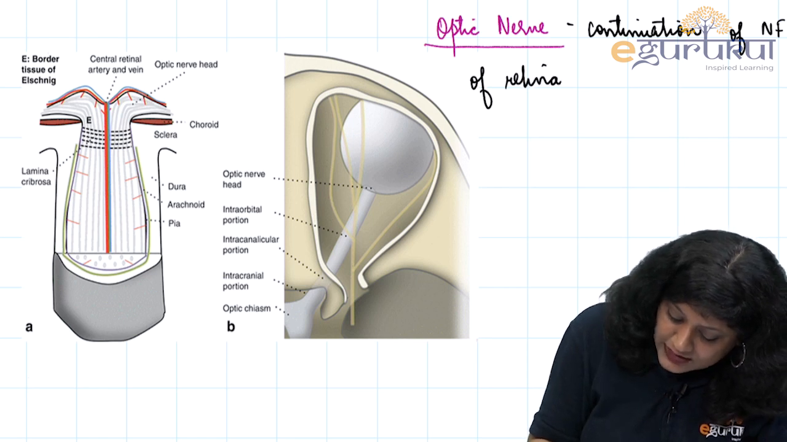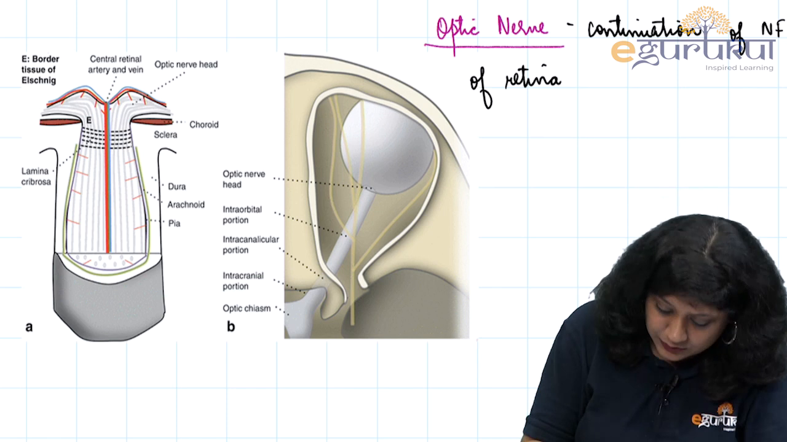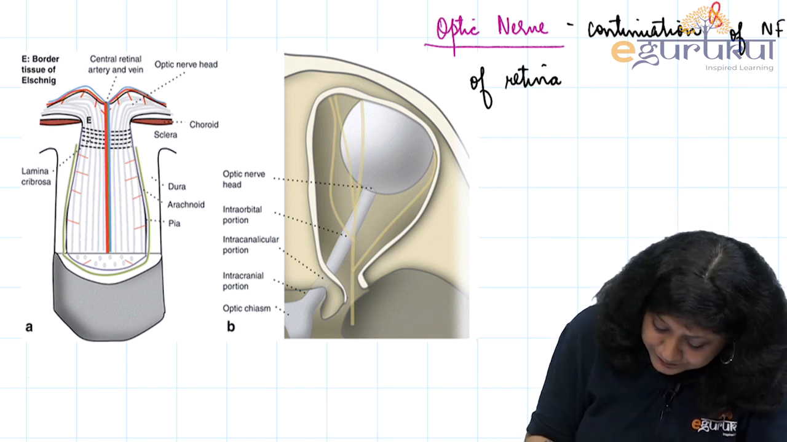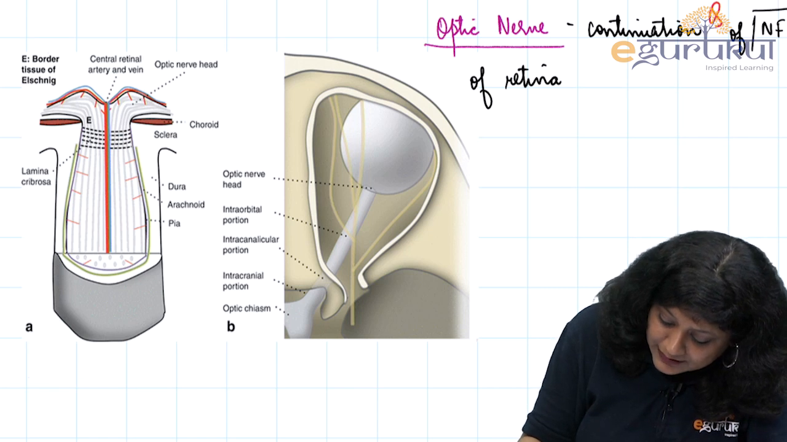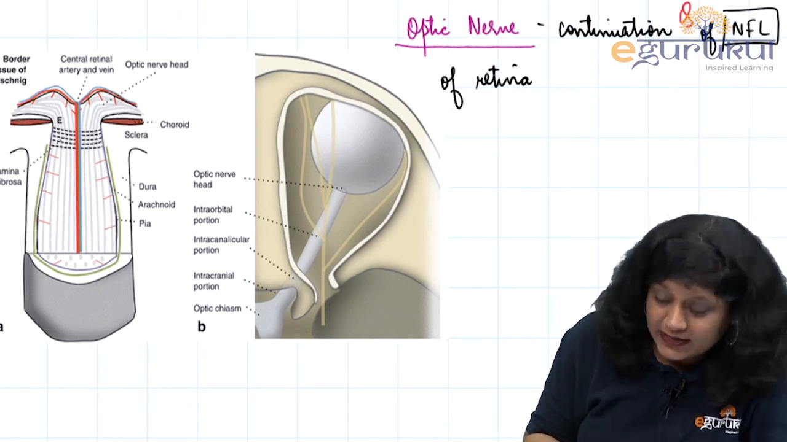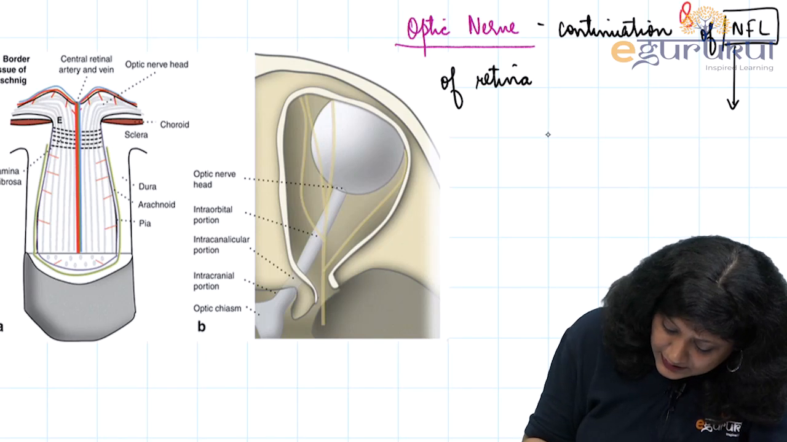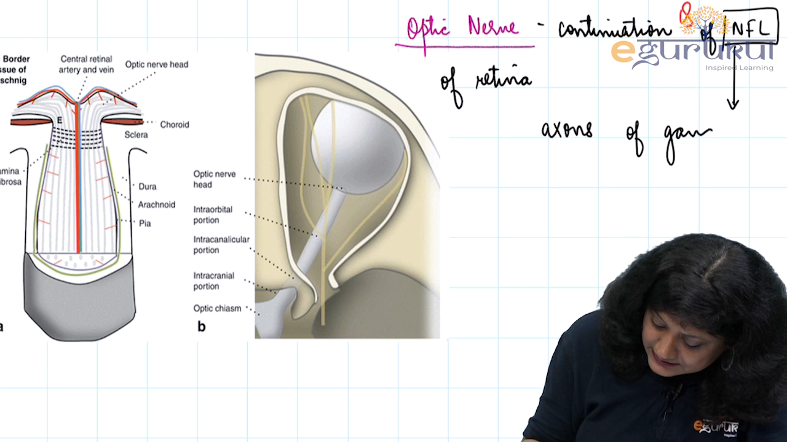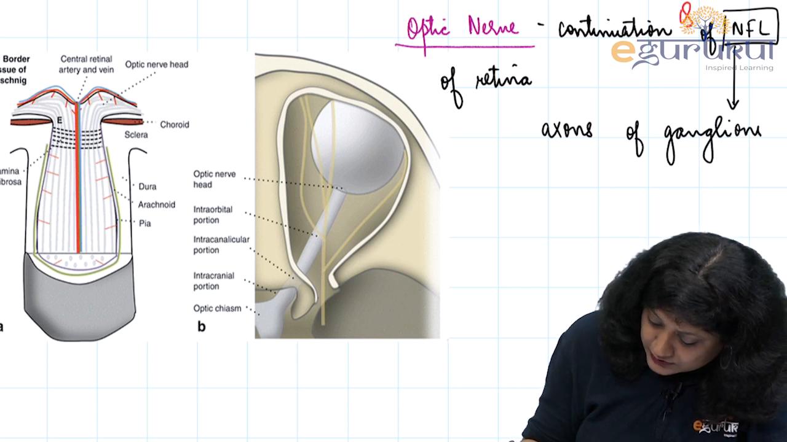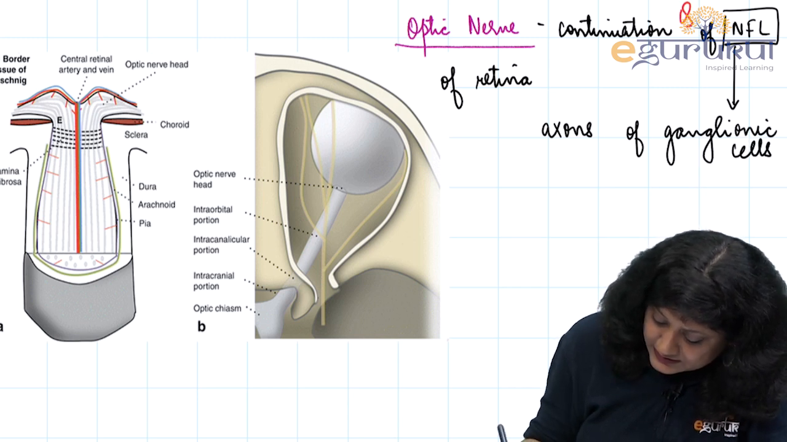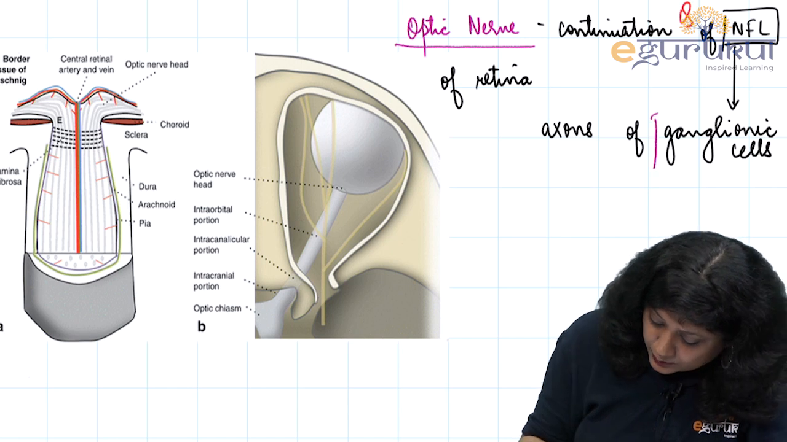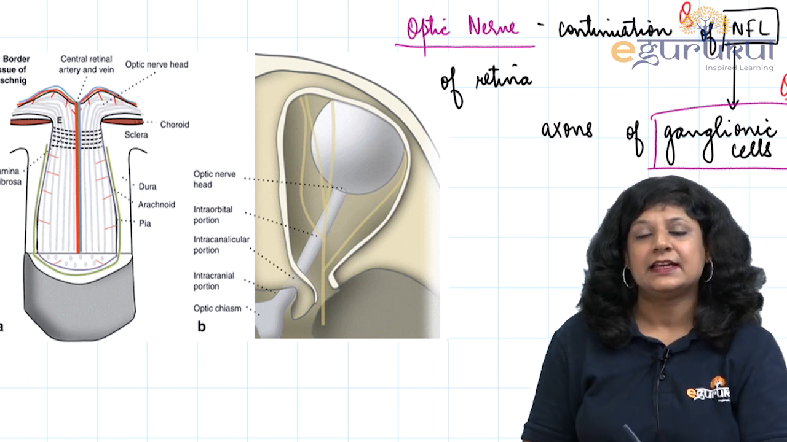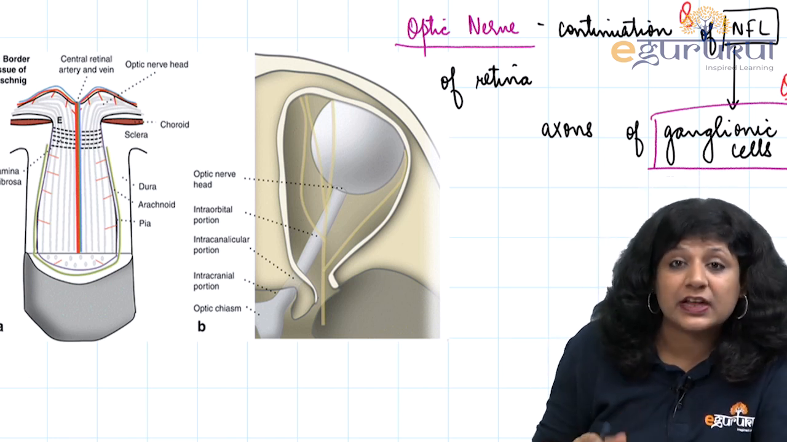Now, all these are the presumptive MCQs. This nerve fiber layer of the retina actually contains the axons of the ganglionic cells. This is another important point: it contains the axons of the ganglionic cells. And which order neurons are these ganglionic cells?